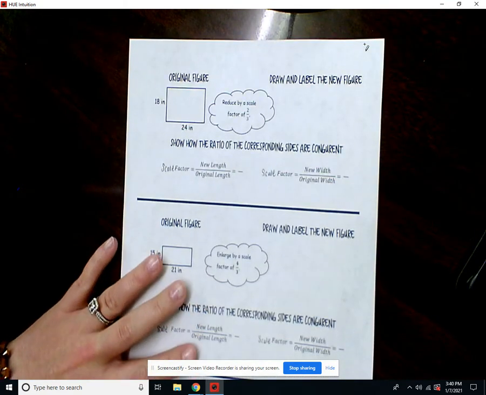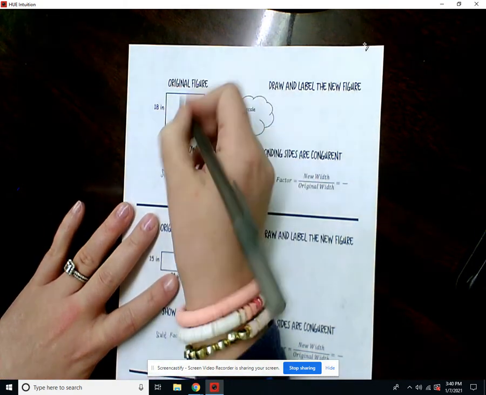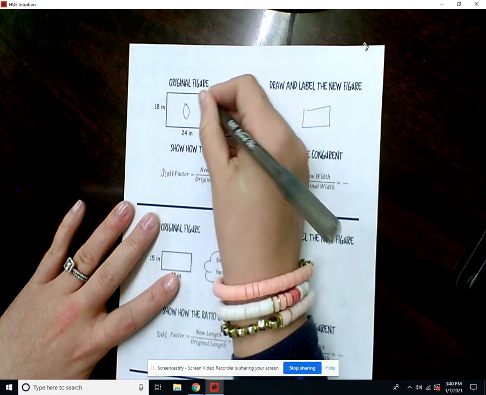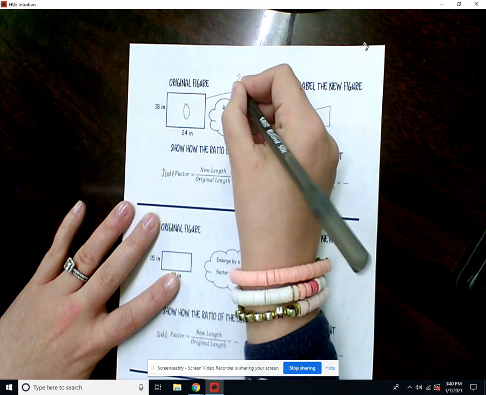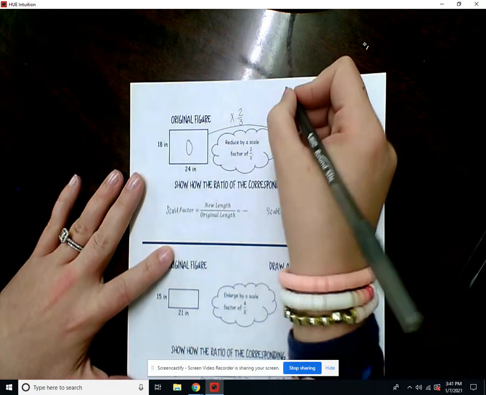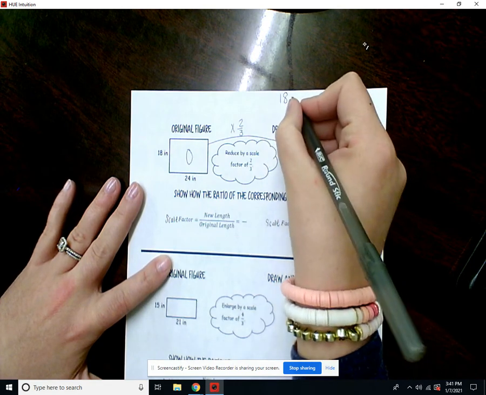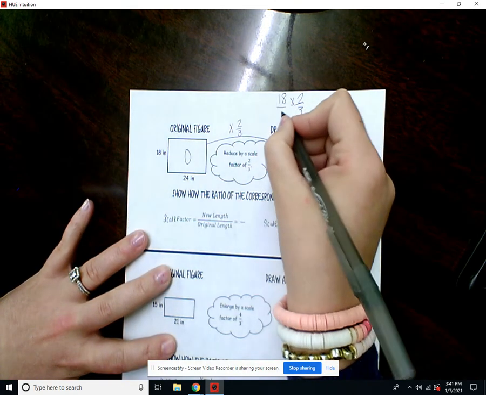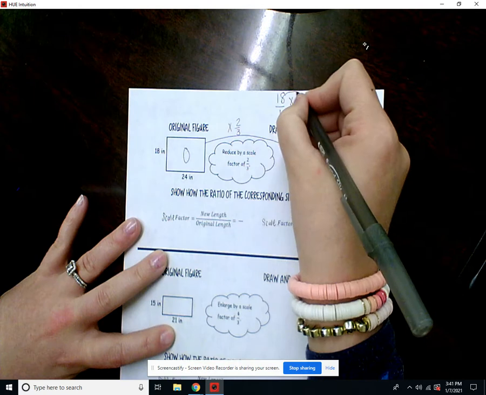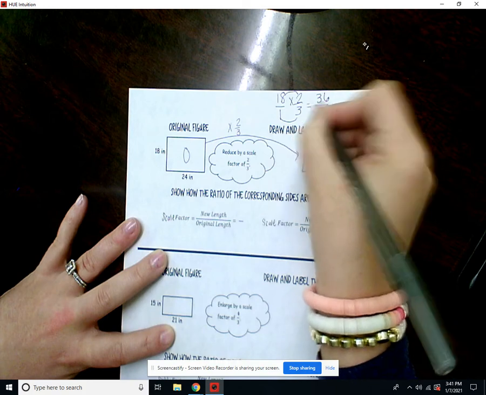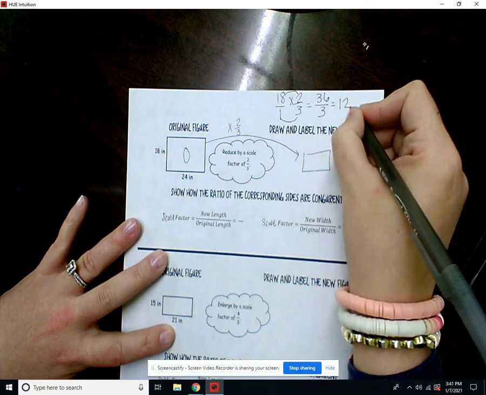Okay, so let's look at some different situations. So for this one, we have our original figure. We're going to reduce it by 2/3. So reducing again, it's going to be smaller. So we're going to times it by 2/3. So a little bit of math on these. So we're going to do 18 times 2/3. So we're going to have to make it a fraction by putting 1 underneath, and then we're going to multiply. 18 times 2 is 36. 1 times 3 is 3. 36 over 3 is 12.